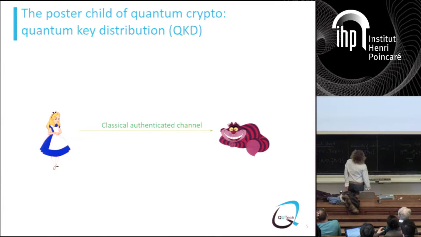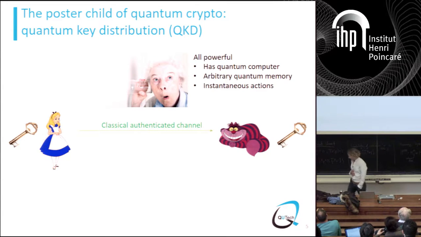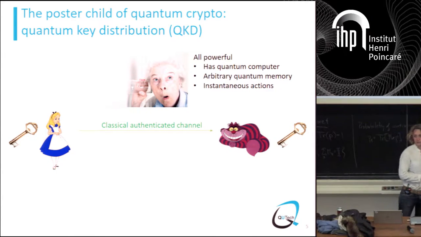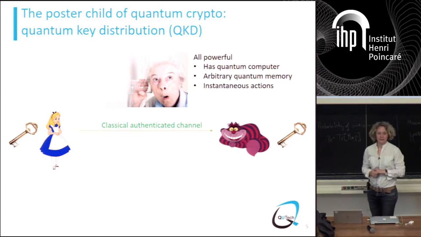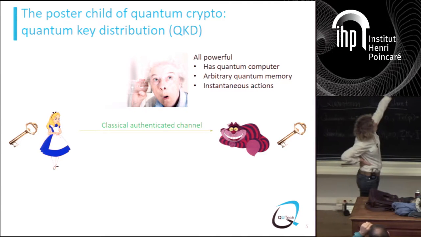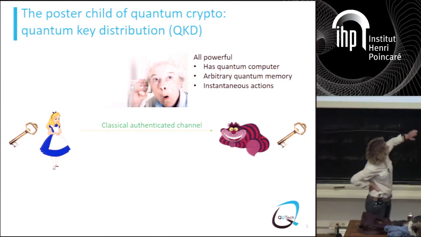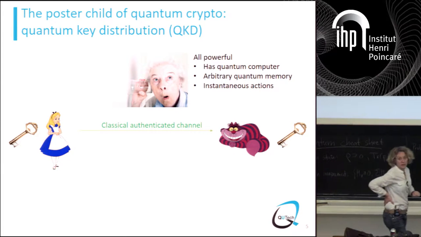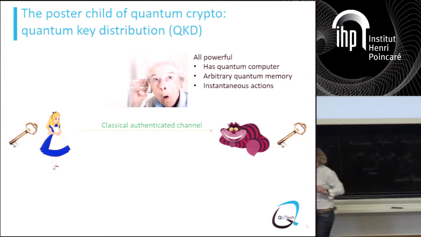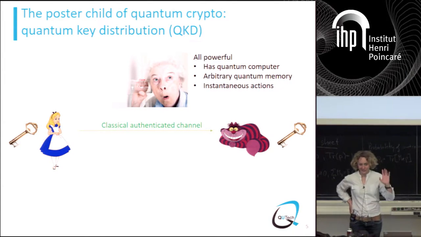So the most well-known idea of quantum cryptography, which you're probably all familiar with, is this task of quantum key distribution. And it doesn't need much introduction. So there's Alice and Bob, as usual. And the task that they want to solve is that they want to produce a secure encryption key. In fact, they want to produce such an encryption key in the presence of an eavesdropper who is actually all-powerful. So this eavesdropper has a quantum computer, an arbitrarily large quantum memory, and essentially can perform all actions instantaneously.